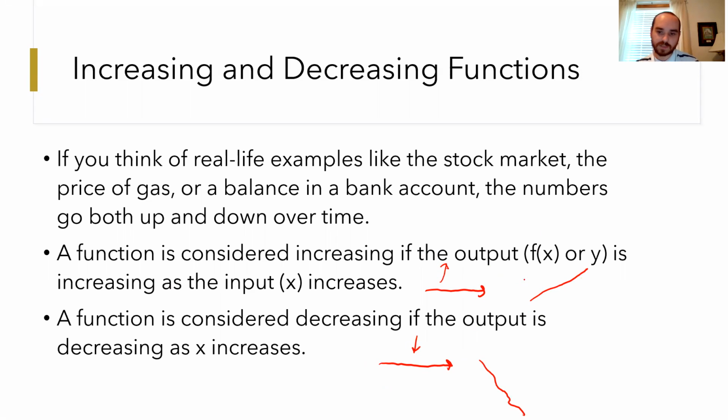One way you can think of it is if you draw a person trying to walk on the path of the graph. If the person is walking downhill, it is decreasing. If the person is walking uphill, it is increasing.